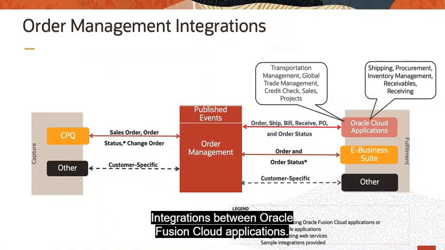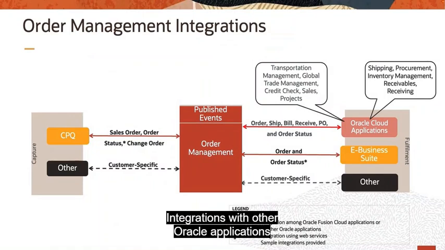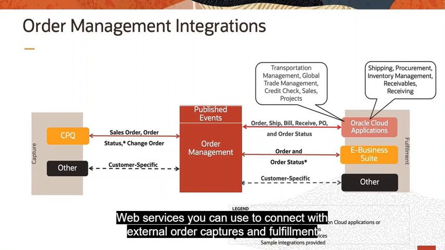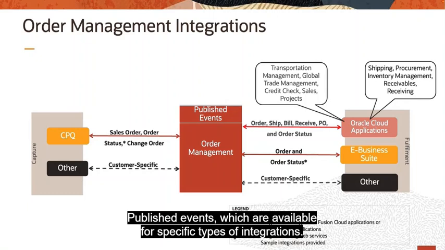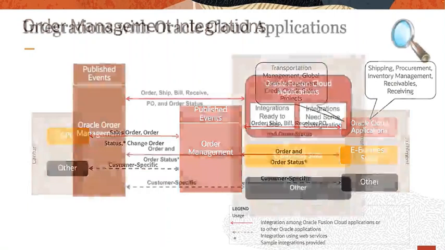Here are the types of integrations that are supported. Integrations between Oracle Fusion Cloud applications. These apps work together seamlessly across different processes. We'll dive deeper into these integrations on the next slide. Integrations with other Oracle applications that aren't part of Oracle Fusion Cloud SCM are used as well. Web services you can use to connect with external order captures. Published events, which are available for specific types of integrations. The diagram on this slide highlights the different capture and fulfillment flows that order management supports.